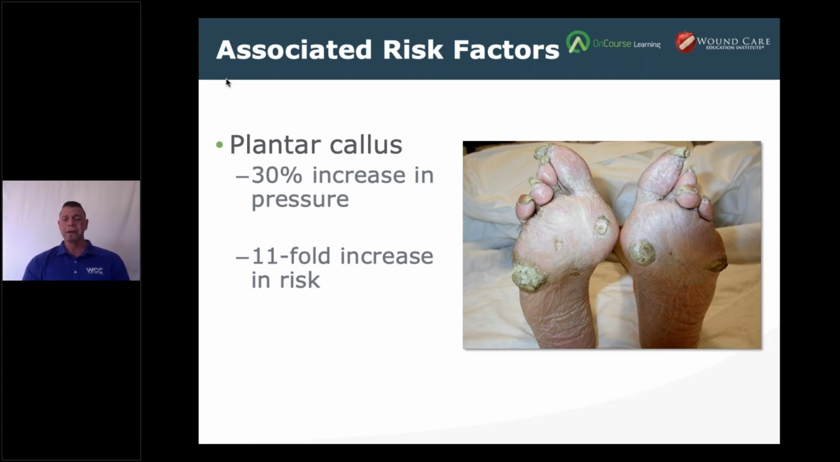Now, I don't know about all y'all, I'm looking at that callus on that fifth metatarsal head area there, on that, I guess that would be the right foot. I'm thinking that bad boy is producing far more than 30% if you're walking on that. But anyways, I digress. But again, you're looking at potentially an 11-fold increase in the risk of DFUs with the formation of calluses on their feet.